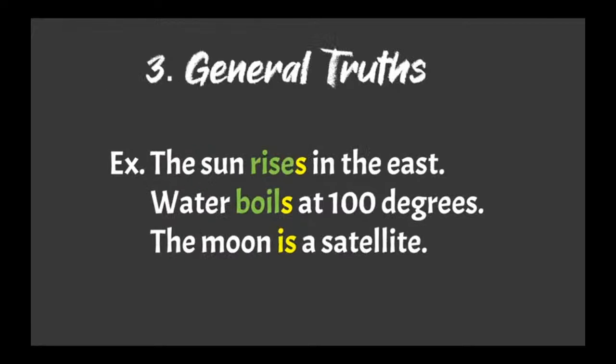Now, number 3, general truths. So, for example, the sun rises in the east. It doesn't rise in the west. It rises in the east. Water boils at 100 degrees. So yeah, it boils at 100 degrees. The moon is a satellite. So this is always true.